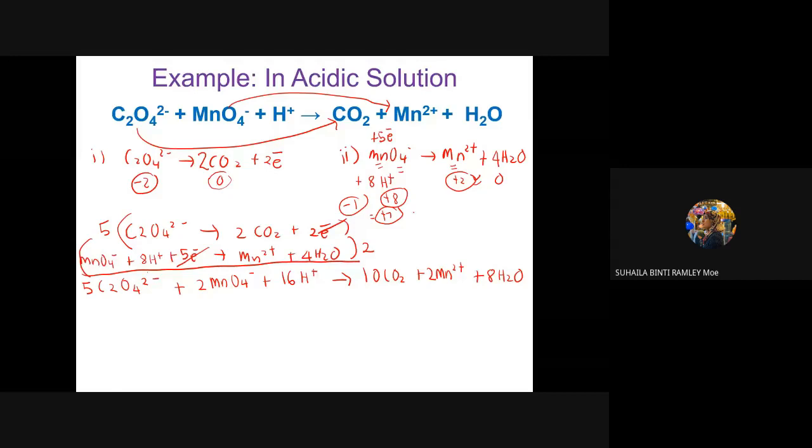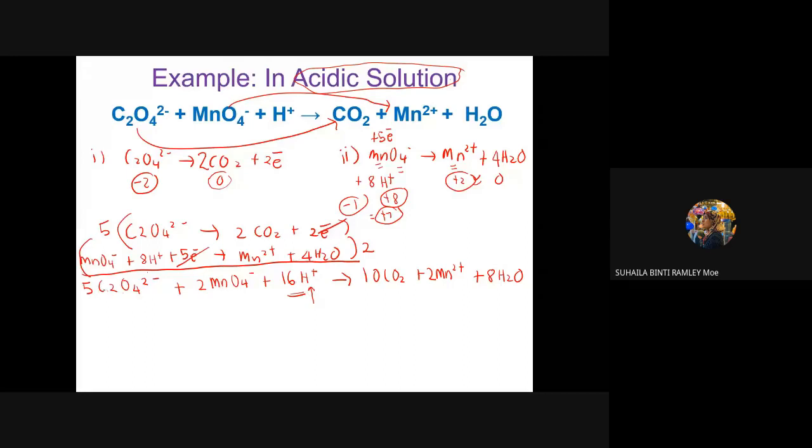Okay, so soalannya ialah in acidic solution. So acidic means the presence of ion. Ion apa yang indicate dia ialah acidic? H plus. Yeah, H plus. Do we have H plus ion in our redox equation? Ada? Yes, sini. So kita ada this one. So menunjukkan dia ialah in acidic solution.